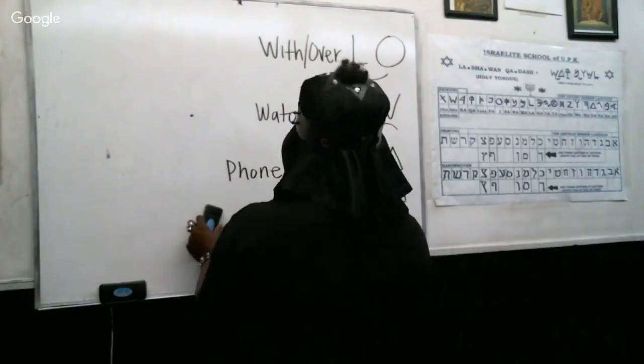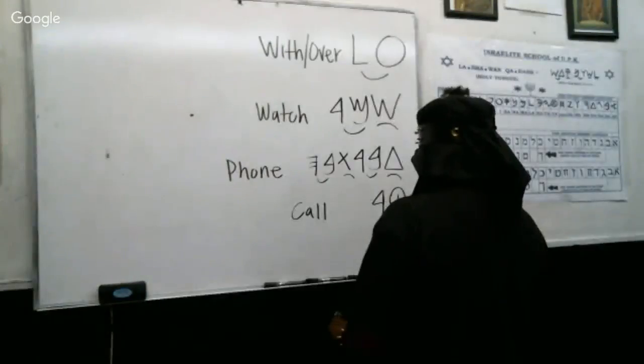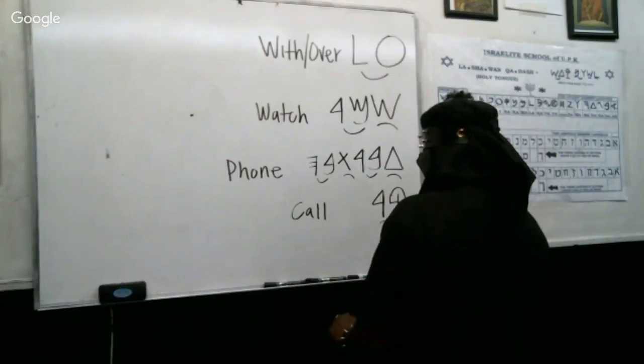How would you say, now I forgot to put Yah. Yah means my or me. So put that with your Yah. Yah means my or me when it's a prefix.